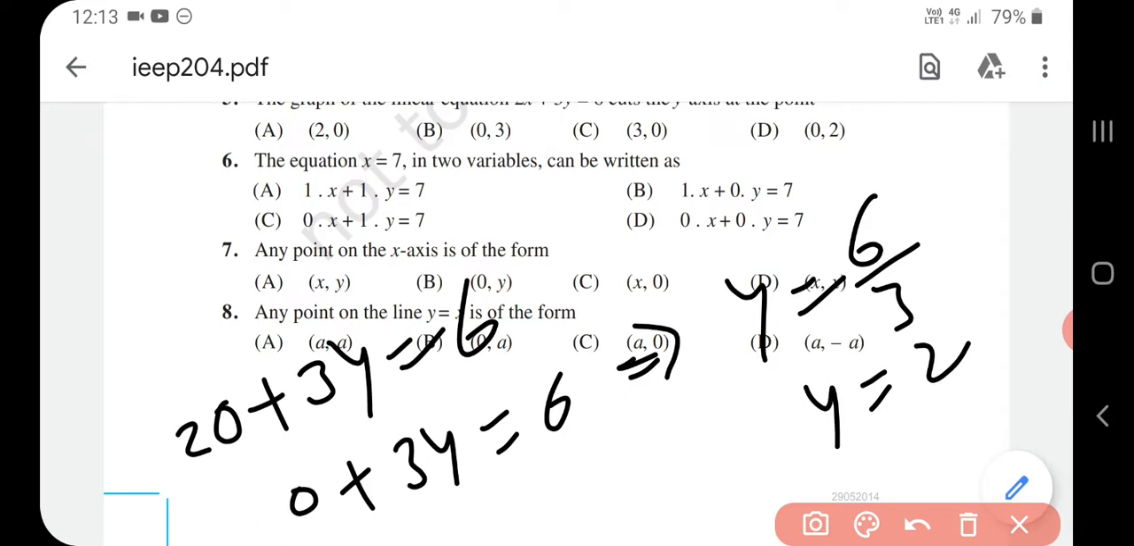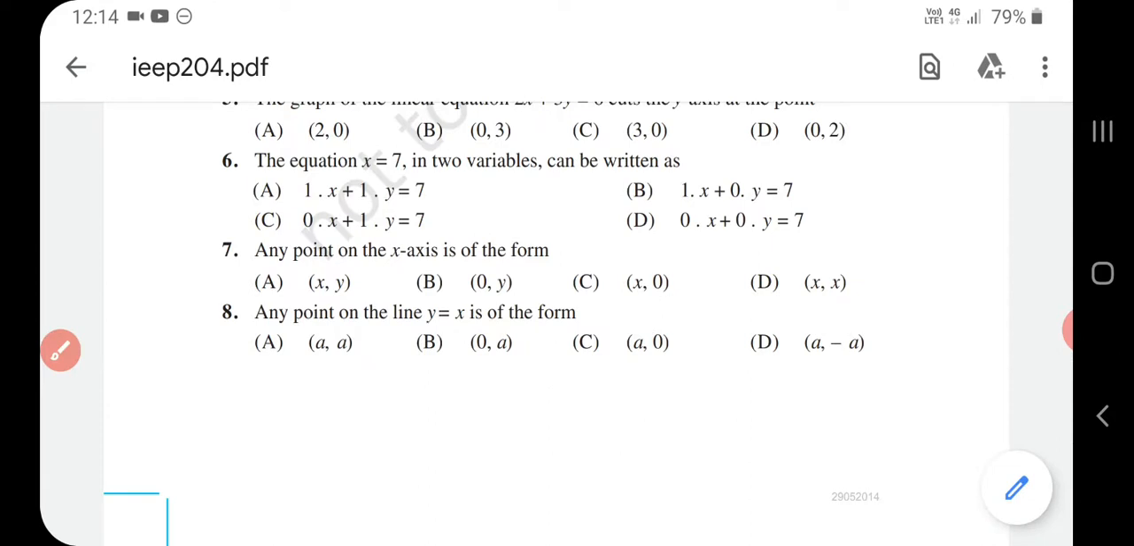हमने कब आई y की वैल्यू 2? जब हमने x is equal to 0 रखा. Okay, so our answer D is the right answer. The graph of linear equation 2x plus 3y is equal to 6, y axis पर हमें चाहिए, so x is equal to 0 होगा तब हमें y पर मिल जाएगा. y पर पॉइंट क्या होगा? (0, 2) is the right answer. Okay, so D is our right option.